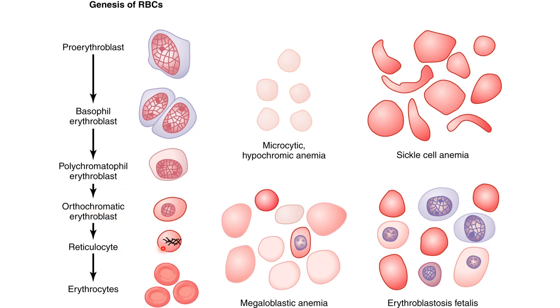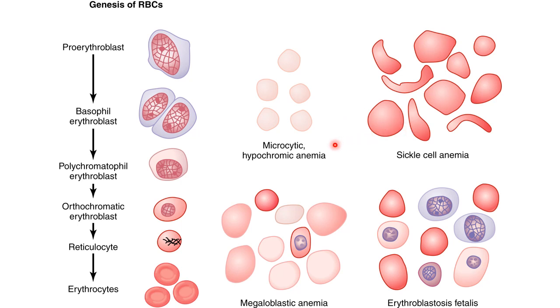Ito yung sinabi ko kanina, that can be seen in the blood and is a marker of increased red blood cell synthesis by the bone marrow. And finally, we'll have the mature erythrocytes. The picture here on the right shows us how the red blood cells would look like if you have different diseases.